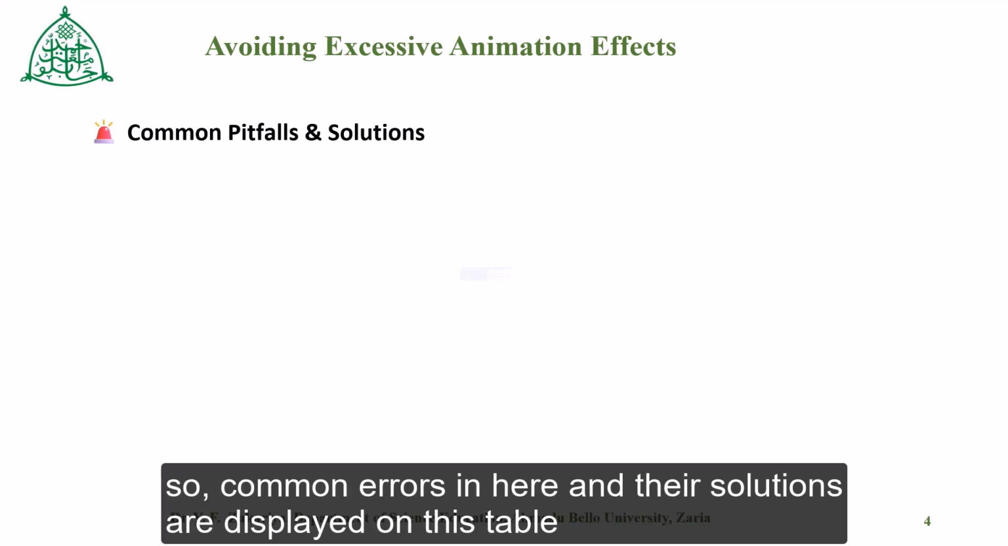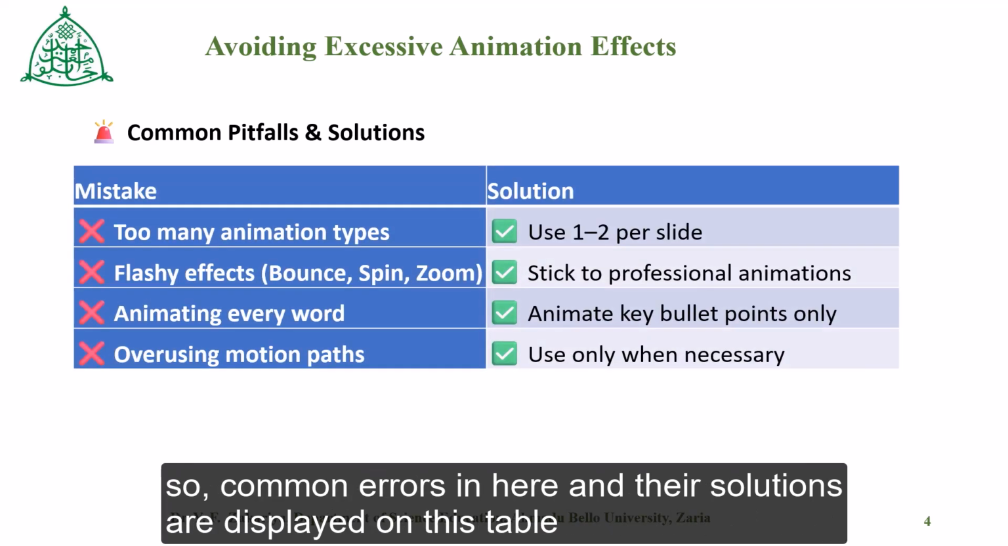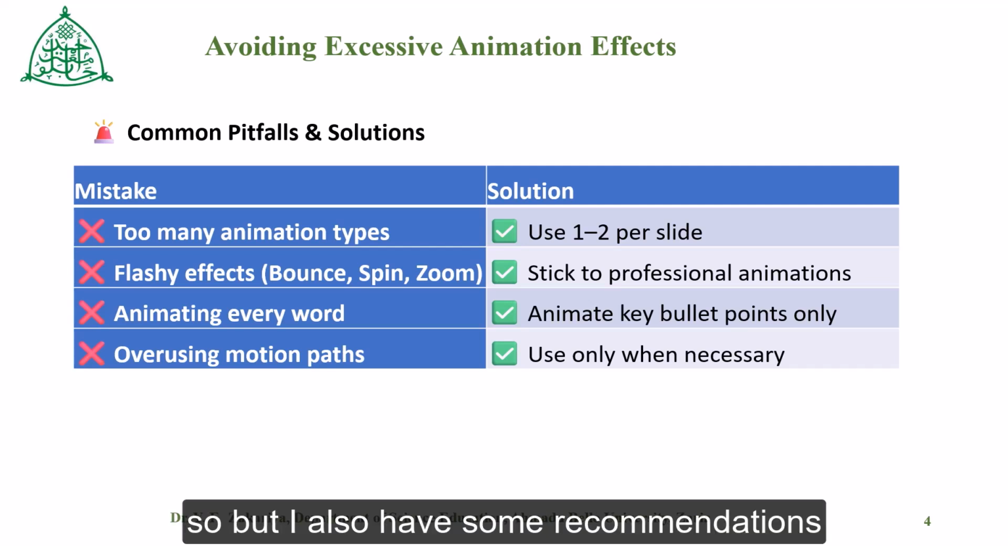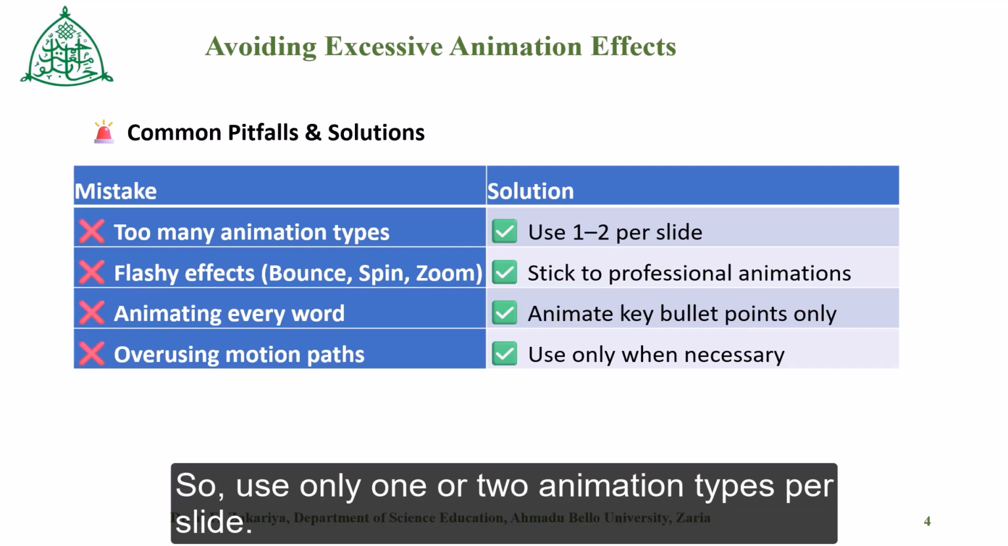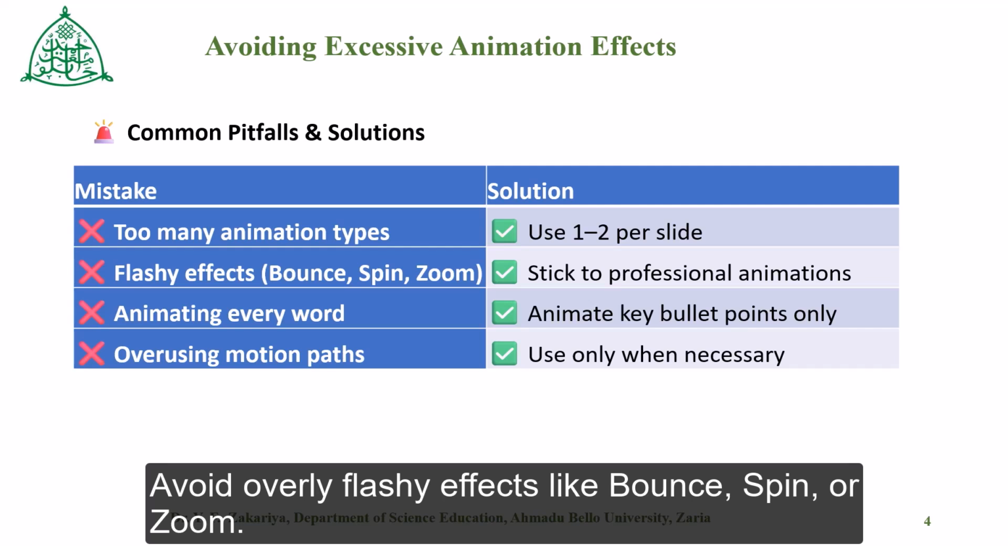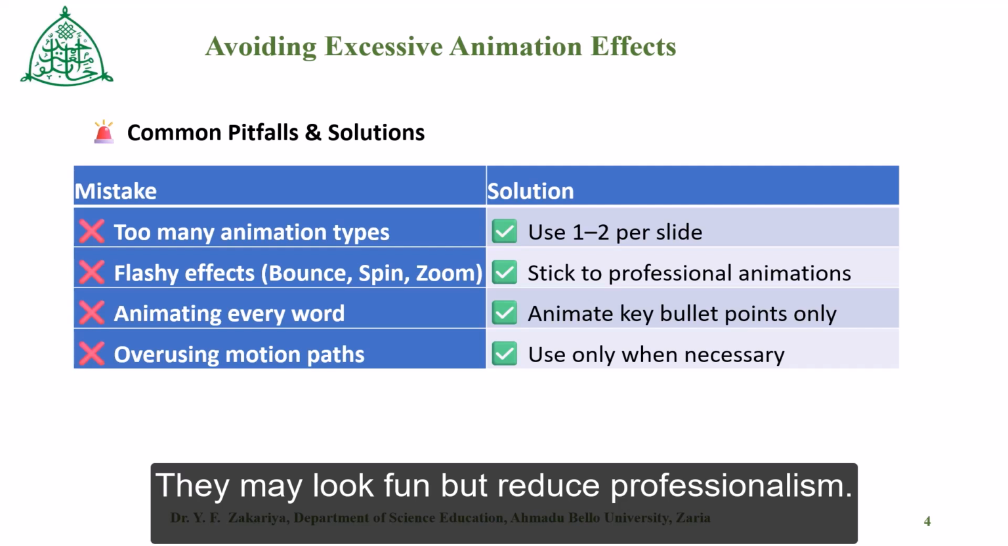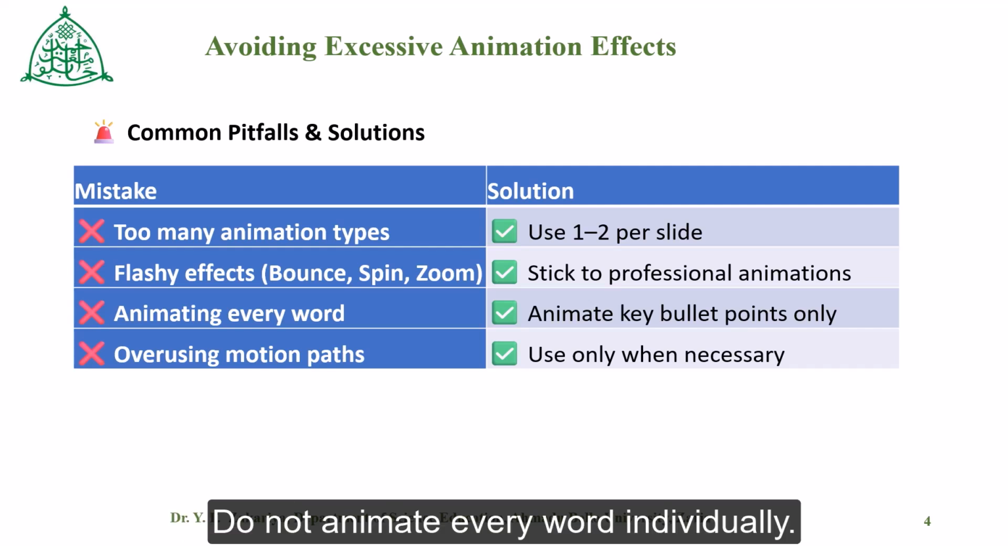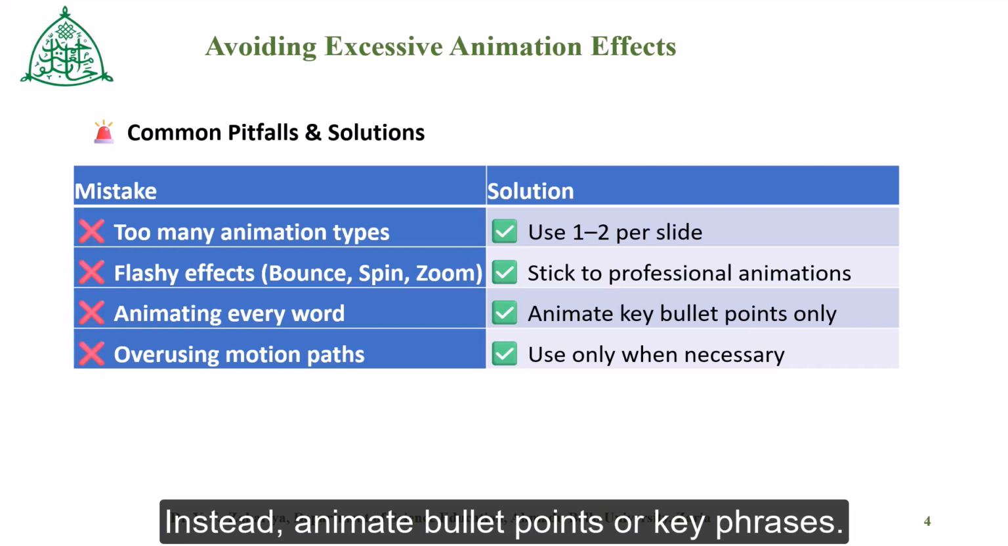The next thing is about what you should avoid: excessive animation effects. Common errors in here and their solutions are displayed on this table. But I also have some recommendations. Use only one or two animation types per slide. If every element moves in different ways, it creates chaos. Avoid overly flashy effects like bounce, spin, or zoom. They may look fun but reduce professionalism. Do not animate every word individually. Instead, animate bullet points or key phrases.